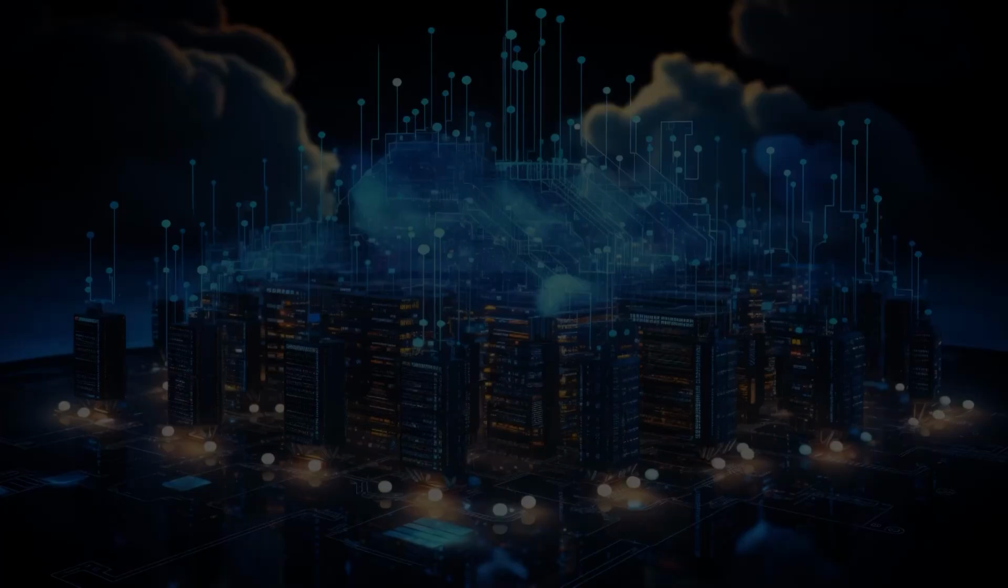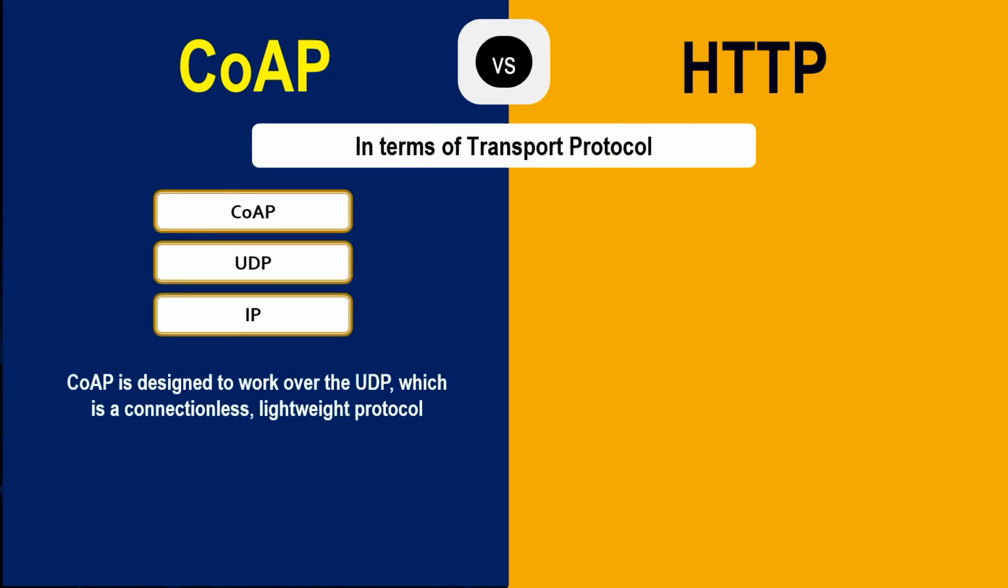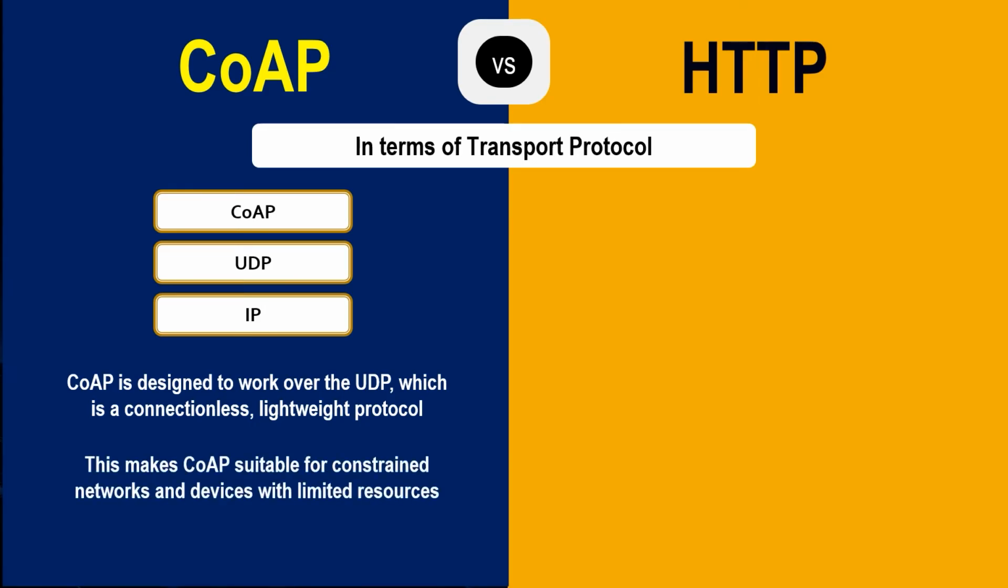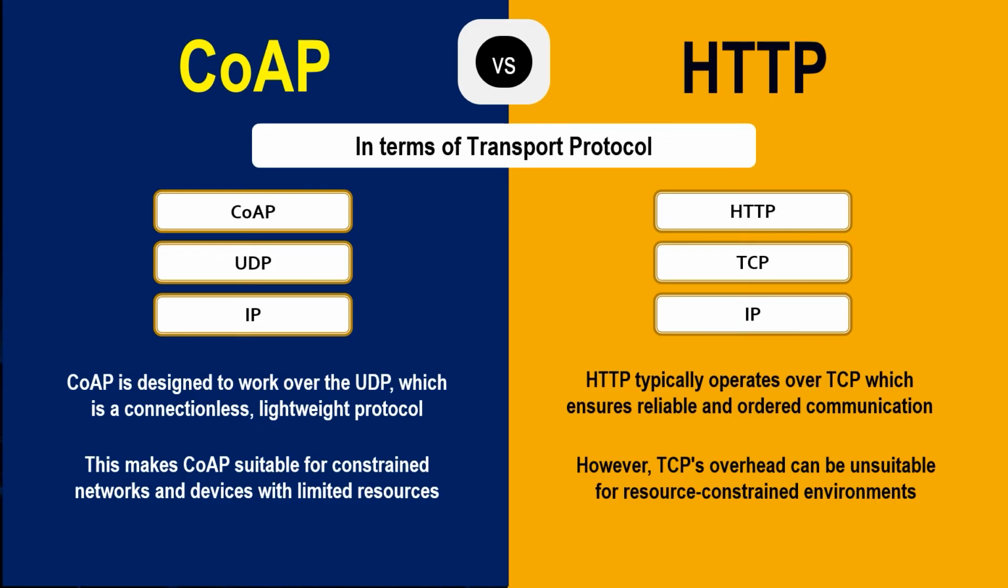Now let us look at the differences between HTTP and CoAP. In terms of transport protocol, CoAP is designed to work over UDP, which is a connectionless lightweight protocol. This makes CoAP suitable for constrained networks and devices with limited resources. Whereas HTTP typically operates over TCP, that is the transmission control protocol, which ensures reliable and ordered communication. However, TCP's overhead can be unsuitable for resource constrained environments.